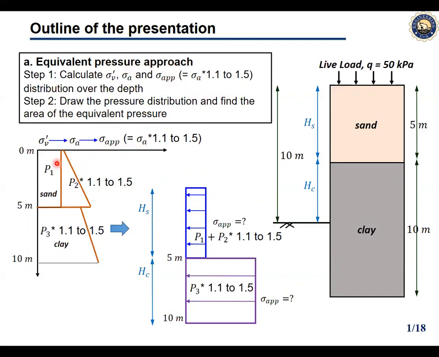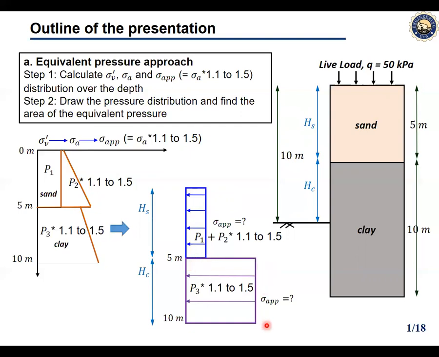So one thing we should keep in mind, this height or this rectangular region within the sand is coming from the overburden surcharge, which we don't multiply with this apparent factor of 1.1 to 1.5. Rather, this distribution within the sand and the clay with the height, we need to multiply with the apparent pressure factor of 1.1 to 1.5.